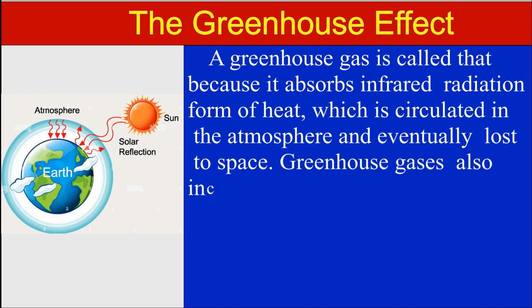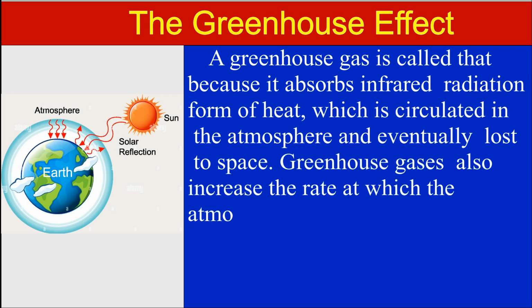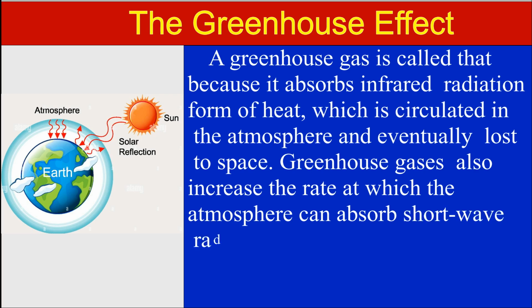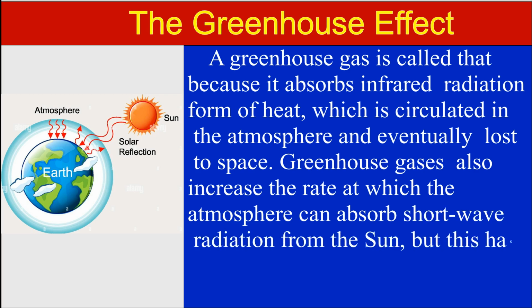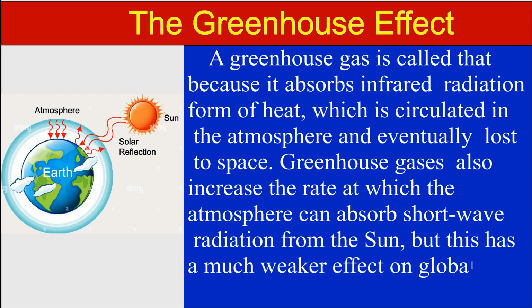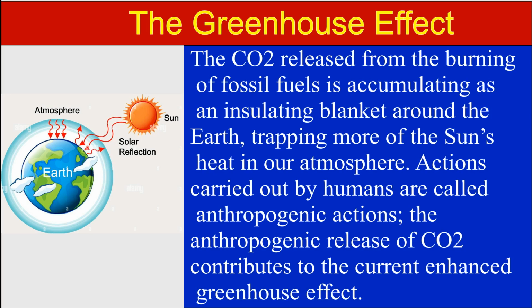Greenhouse gases also increase the rate at which the atmosphere can absorb short-wave radiation from the sun, but this has a much weaker effect on global temperatures. The CO2 released from the burning of fossil fuels is accumulating as an insulating blanket around the Earth, trapping more of the sun's heat in our atmosphere. Actions carried out by humans are called anthropogenic actions. The anthropogenic release of CO2 contributes to the current enhanced greenhouse effect.